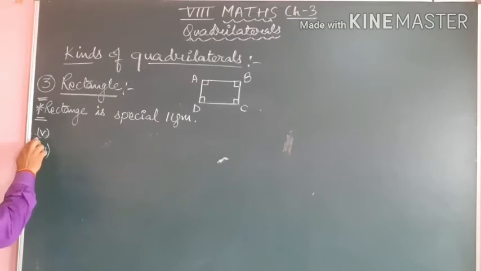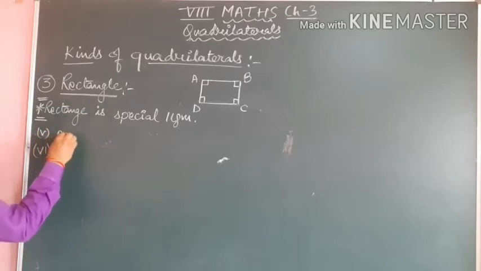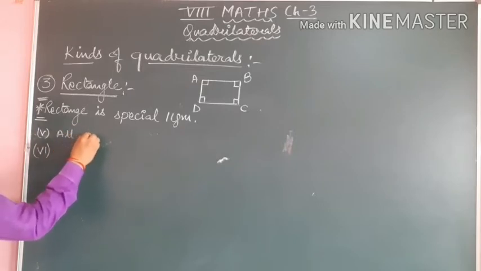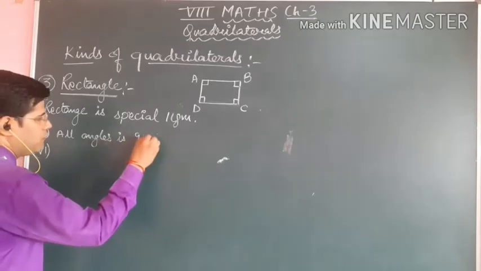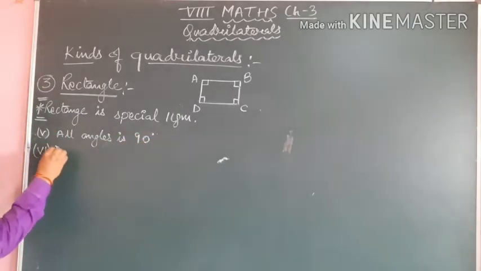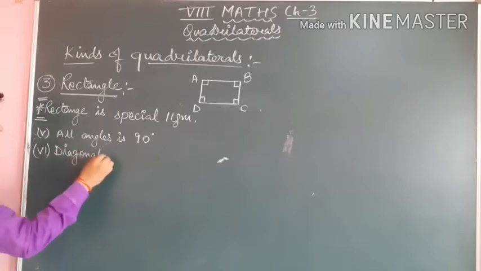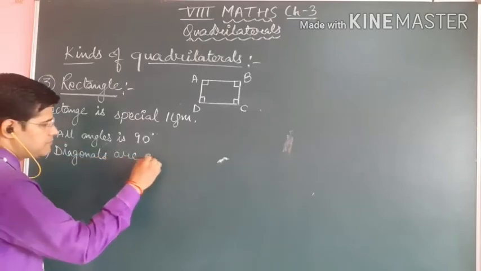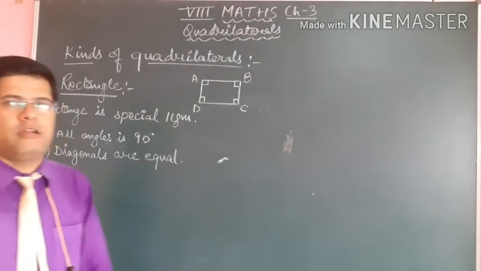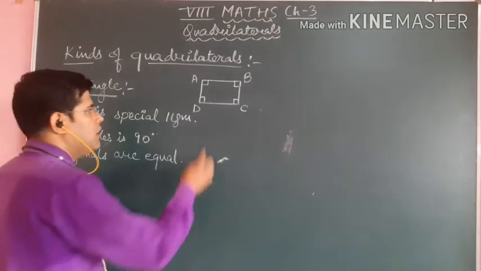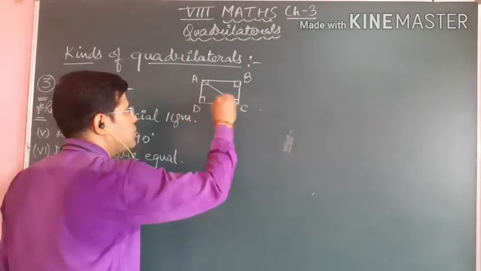After that, the 5th property is all angles are 90 degrees. First one. And second, diagonals are equal. So here in the figure, if you want to see, all the angles are of 90 degrees and the diagonals are equal, it means AC is equal to BD.